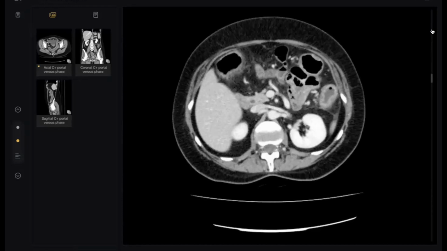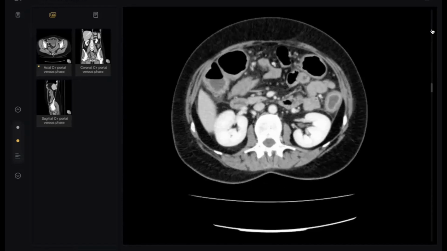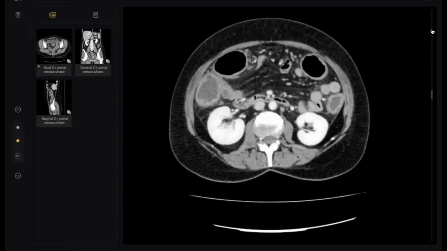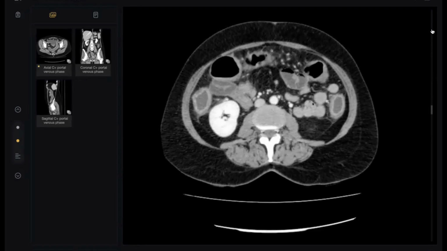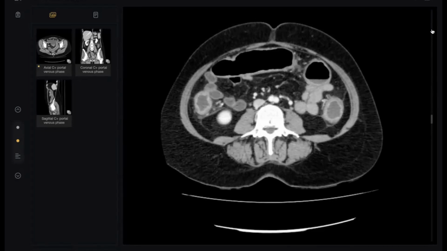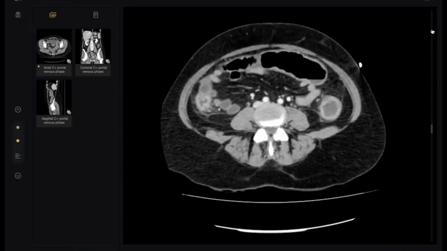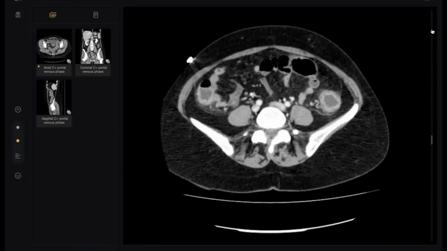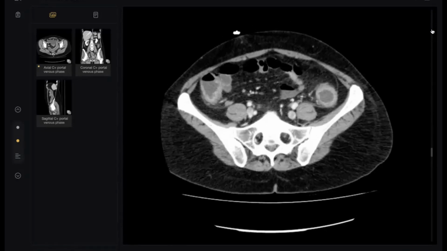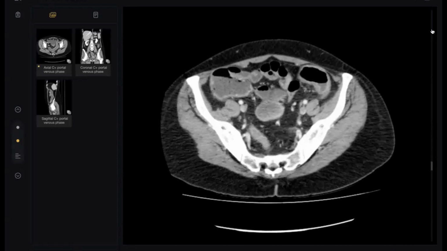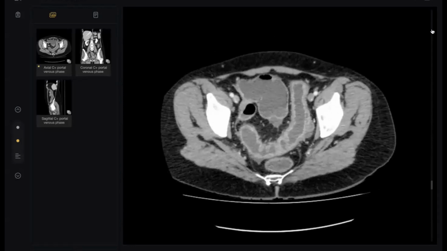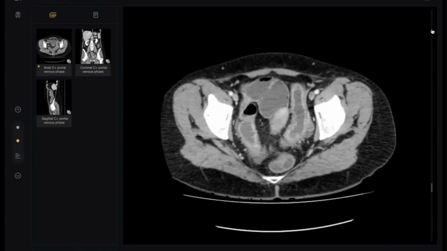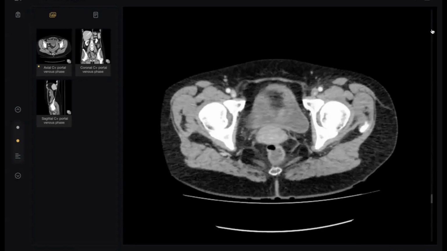Okay, I have been provided with axial CT images of an abdomen. Looking at the abdomen, I can see diffuse thickening of the wall of the colon, associated with adjacent fat stranding involving the left side of the colon, and also the right side of the colon. This is extending downward. There is significant thickening in the region of the sigmoid colon with adjacent fat stranding.